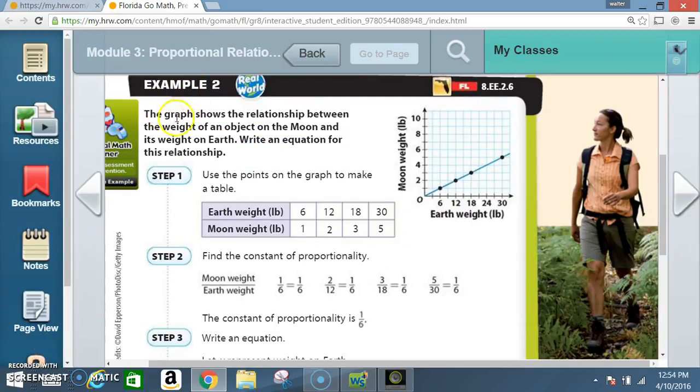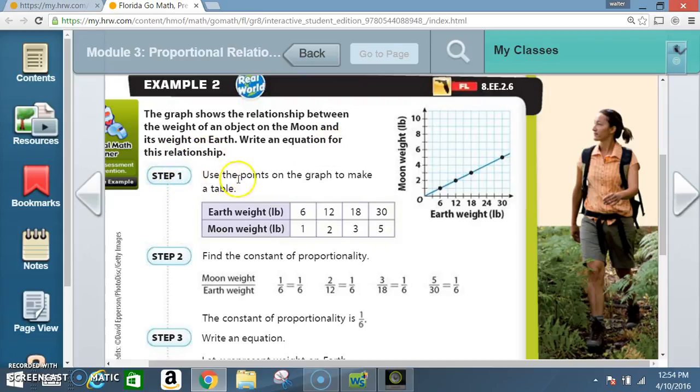Example 2. The graph shows the relationship between the weight of an object on the moon and its weight on Earth. Moon, Earth. Write an equation for this relationship.